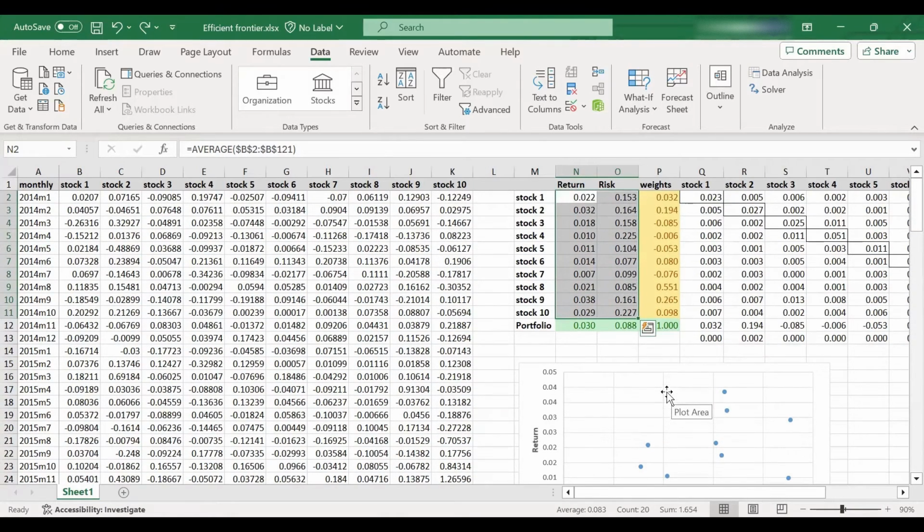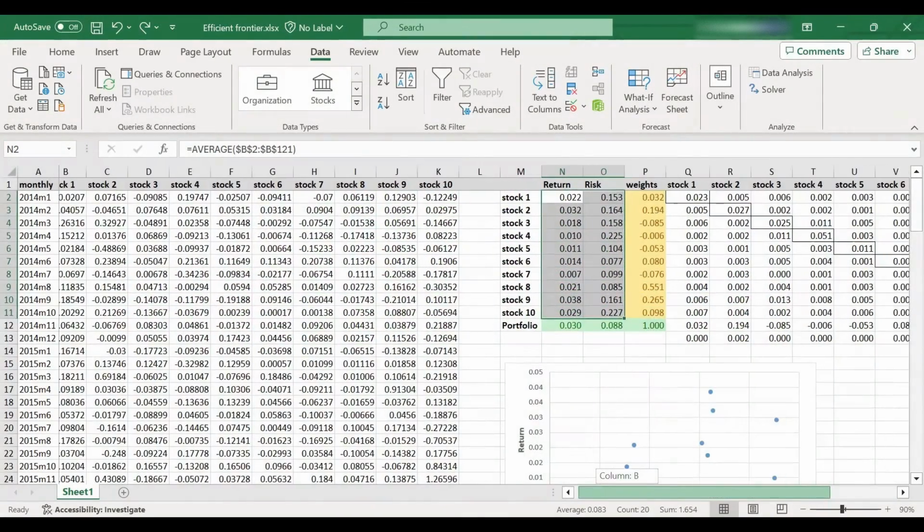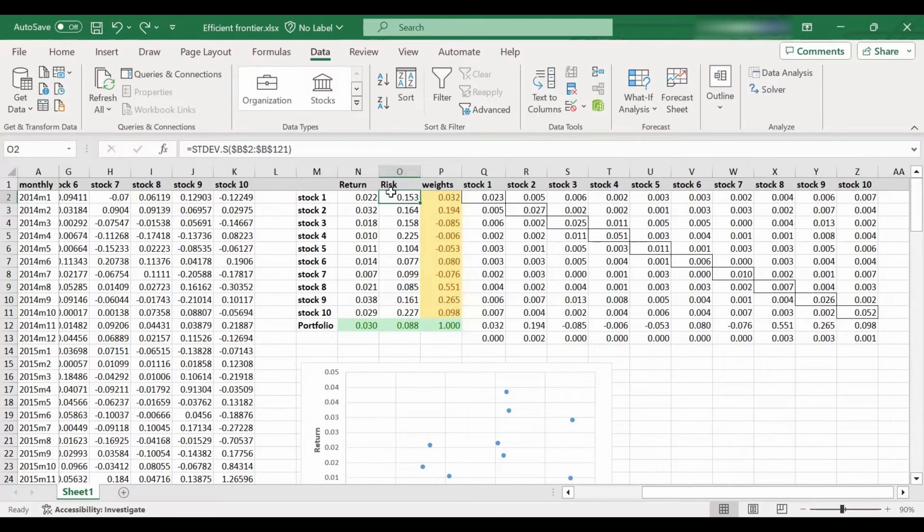But to be able to do that, I need one more piece of data. And that's the covariance between each pair of assets. So the next step is to compute the variance-covariance matrix, which is this thing over here. So this is a 10 by 10 matrix. What I have here is I'm using the covariance function essentially, but what I have here on the diagonal, so these squares, is the variance of each stock's returns. And the variance is simply the square of the risk, the volatility, right?